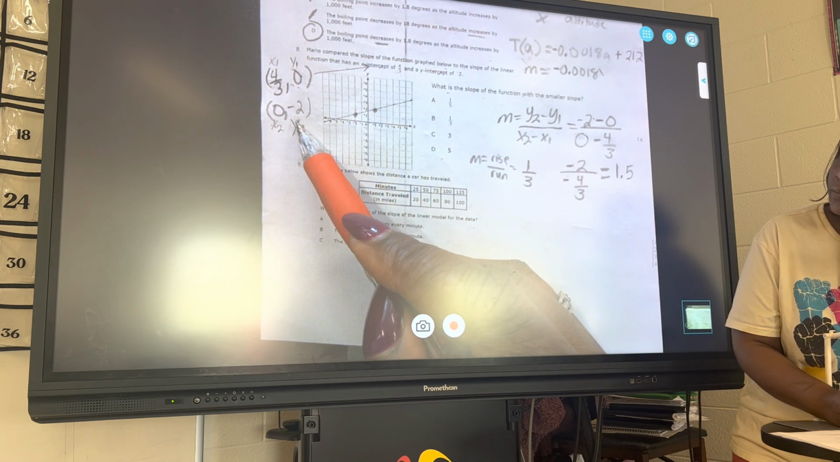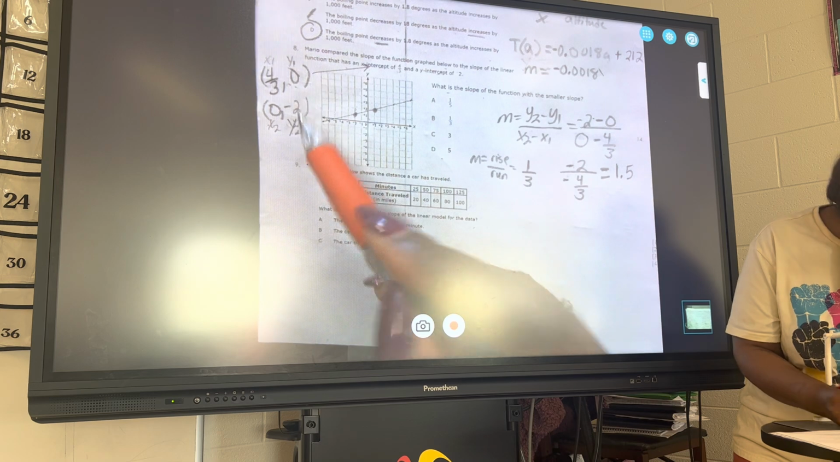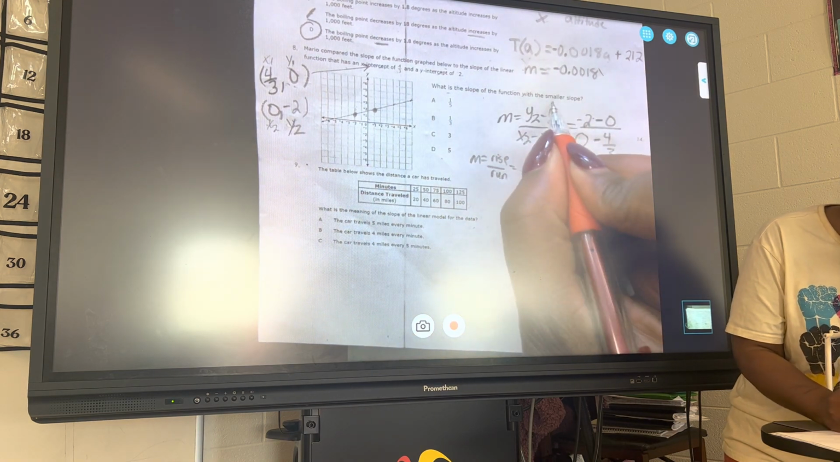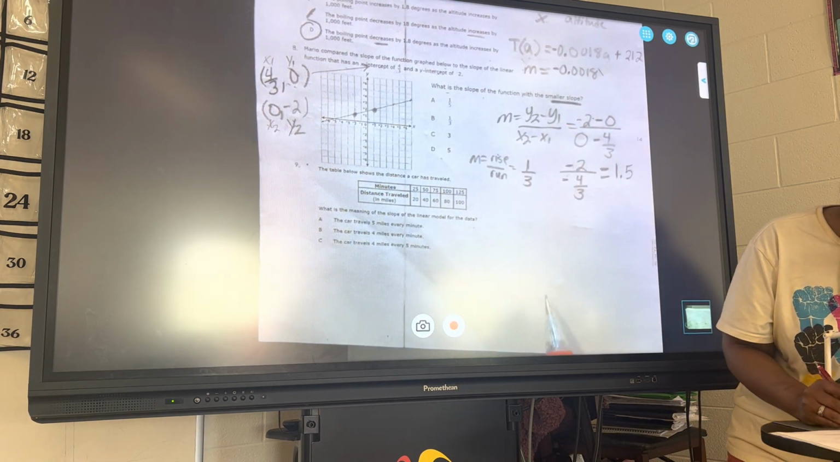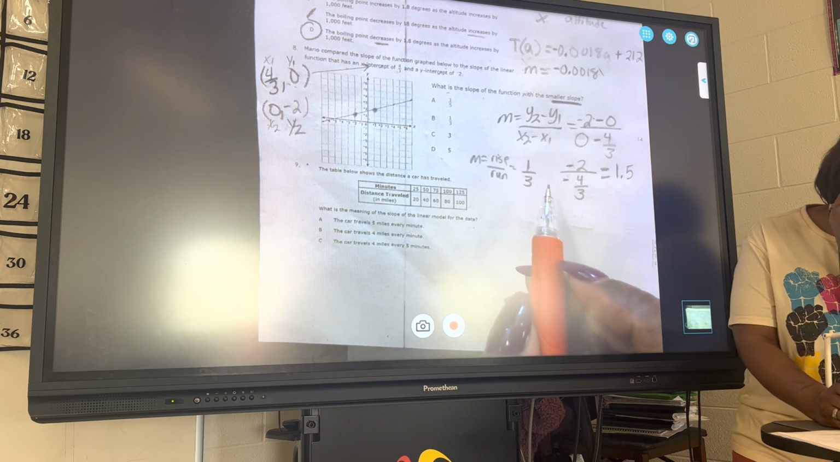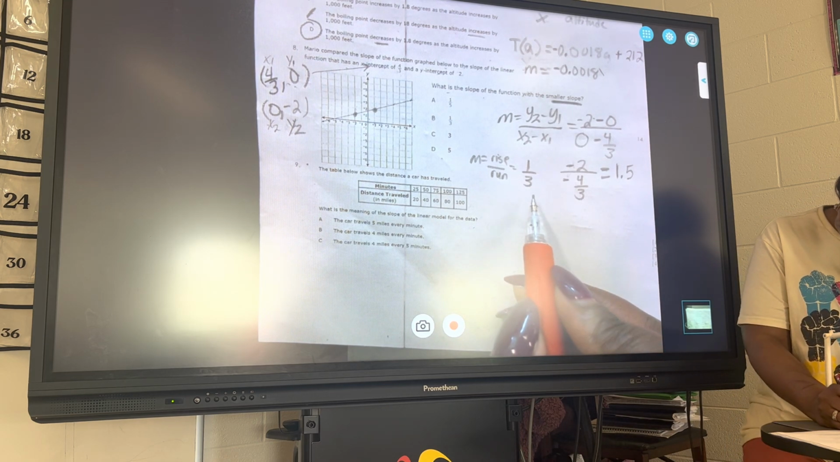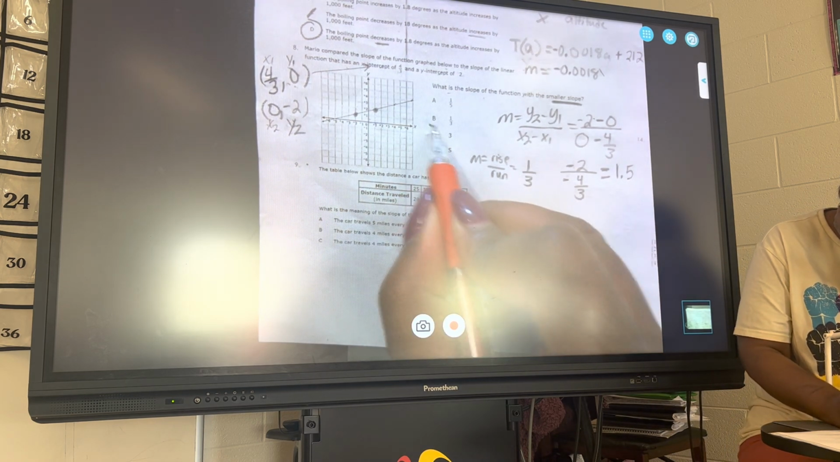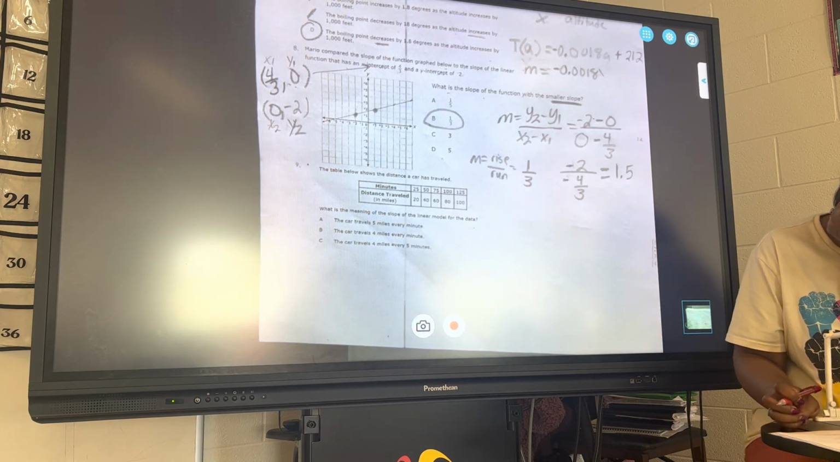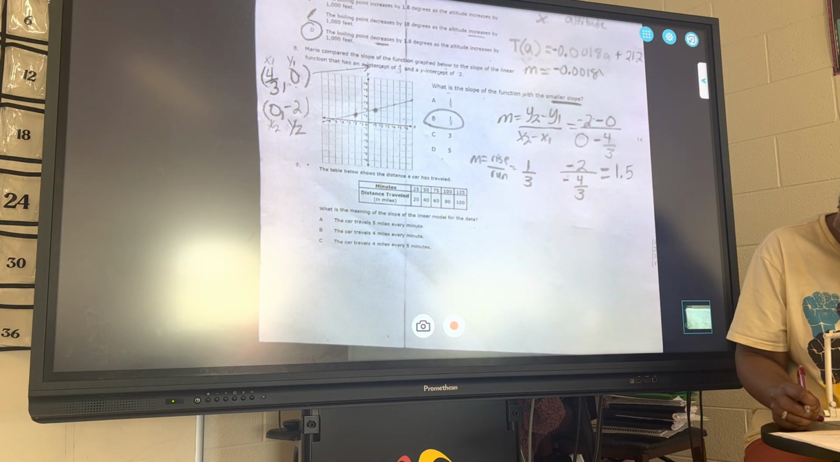So, is it asking for the smaller one or the bigger? Which number is the smallest? It's asking for the slope that's smaller. So you're right, it's which is what? 1 over 3, which is B, yeah. Are you okay with that?